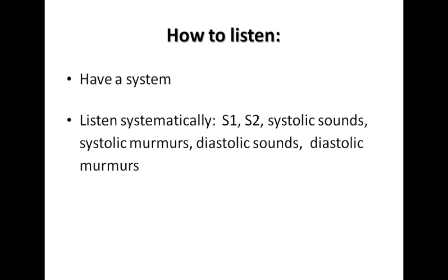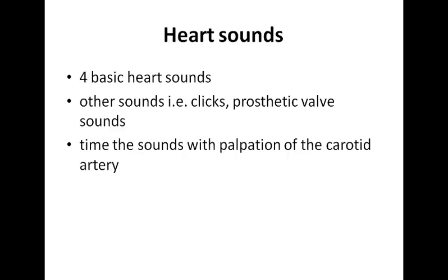When you are listening, you should have a system. When you are listening to the chest of a person, first concentrate on the heart sounds. First sound, second sound: lub, dub, lub, dub. Lub is the first sound, dub is the second sound. Between lub and dub, if you hear an additional sound, it could be an additional heart sound or a systolic murmur. After dub, the second sound, if you hear some additional sound or a murmur, that is a diastolic sound or diastolic murmur. Apart from the basic heart sounds, you can also hear a click from a prosthetic valve in a patient.